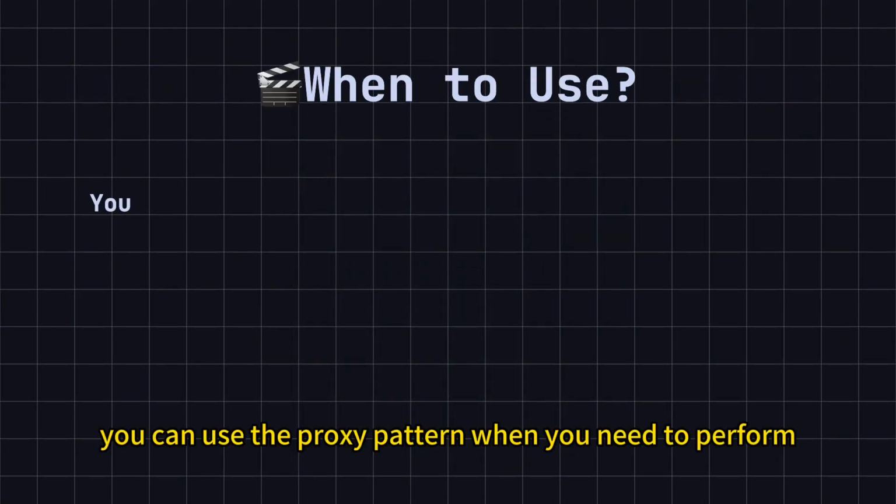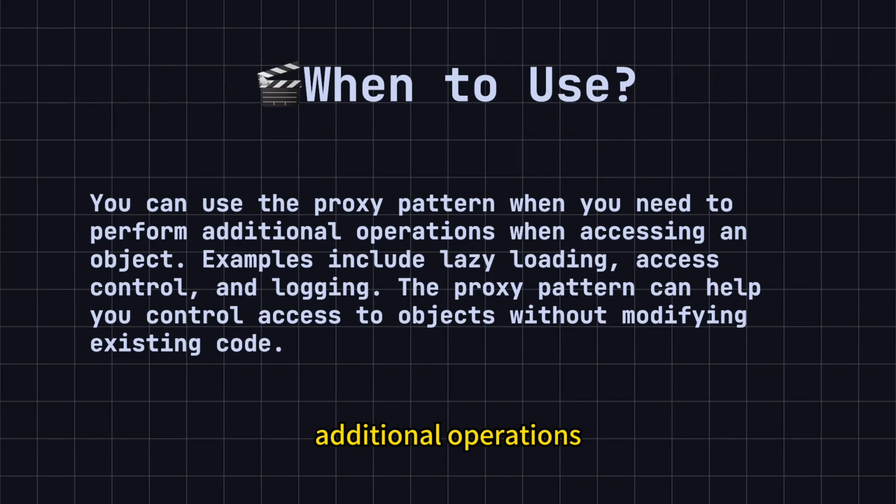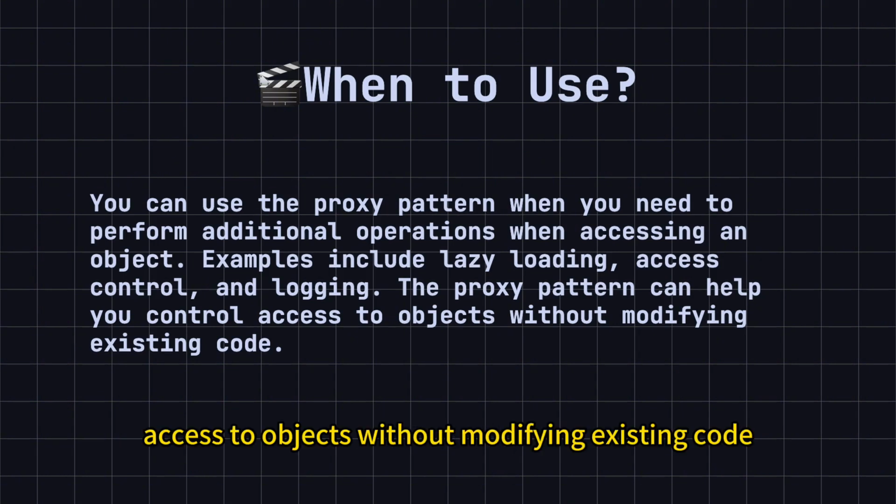You can use the proxy pattern when you need to perform additional operations when accessing an object. Examples include lazy loading, access control, and logging. The proxy pattern can help you control access to objects without modifying existing code.